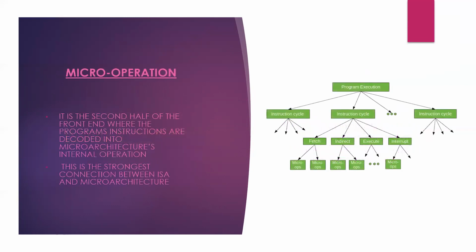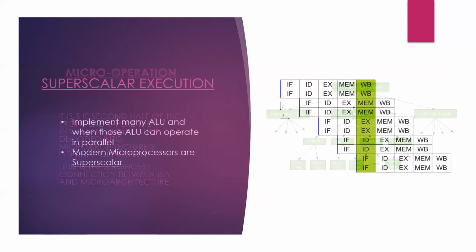A microprocessor has micro-operations. Micro-operations are the second half of the front end, where the program's instructions are decoded into the microarchitecture's internal operations. This is the strongest connection between the ISA and the microarchitecture. Almost all modern microprocessors are superscalar. Superscalar execution is the implementation of many ALUs that can operate in parallel. It describes a microprocessor design that makes it possible for more than one instruction at a time to be executed during a single clock cycle.